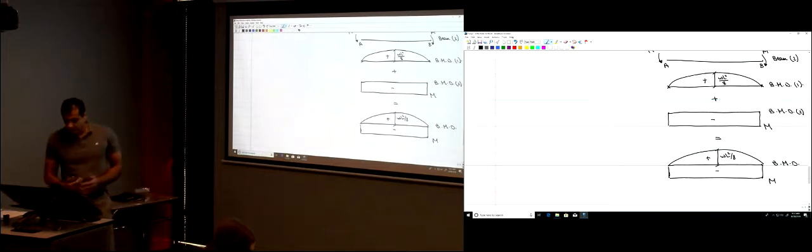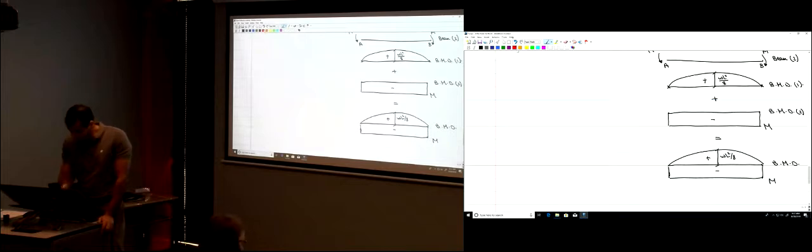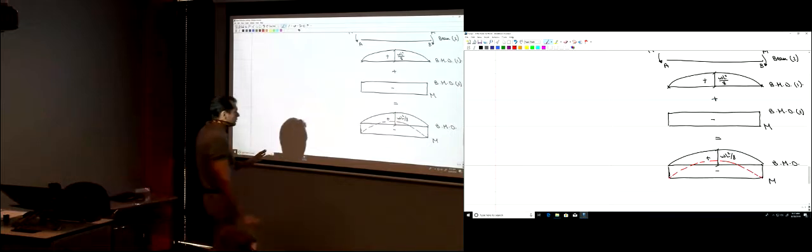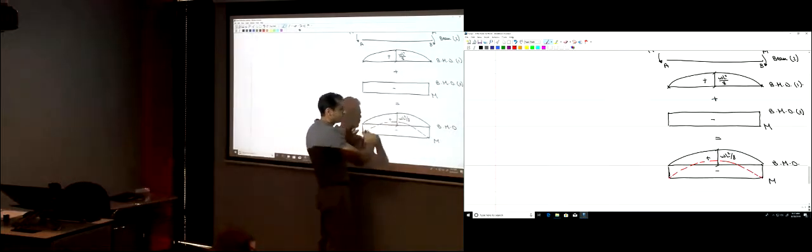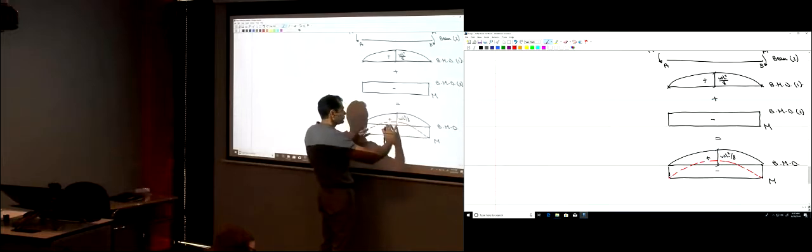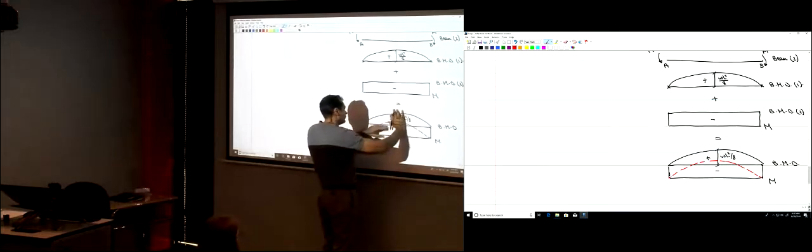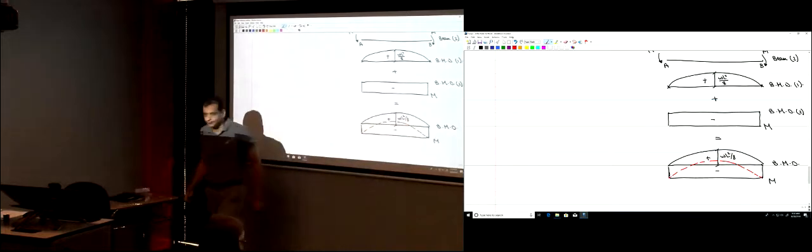So simply, this curve should have been subtracted from that line. But I'm just drawing it as two separate parts. You understand what this curve is? This is how the bending moment diagram should look. I'm just subtracting it, drawing them far away from each other. Okay?